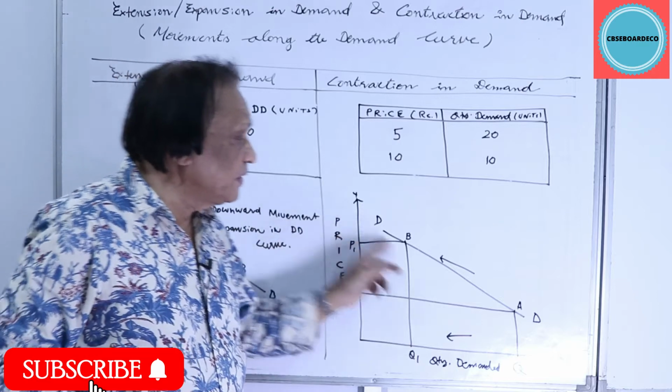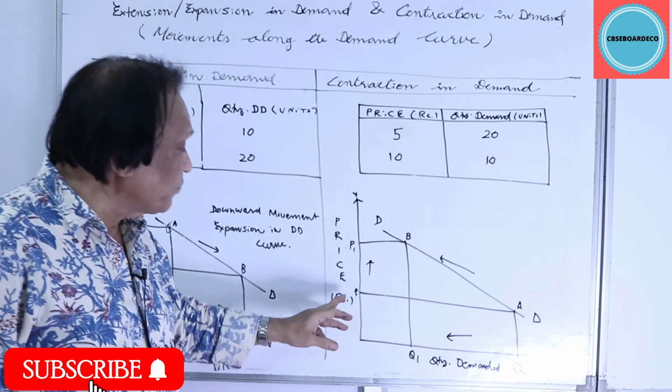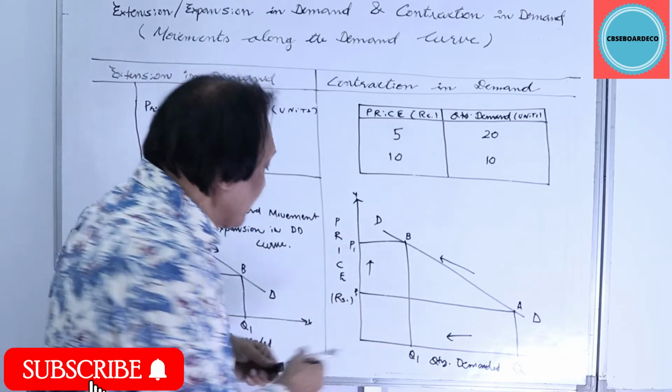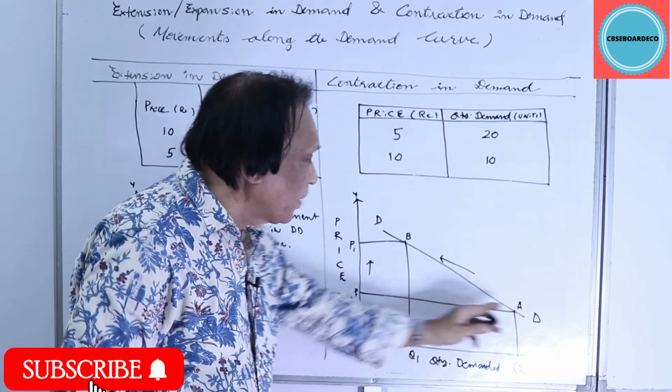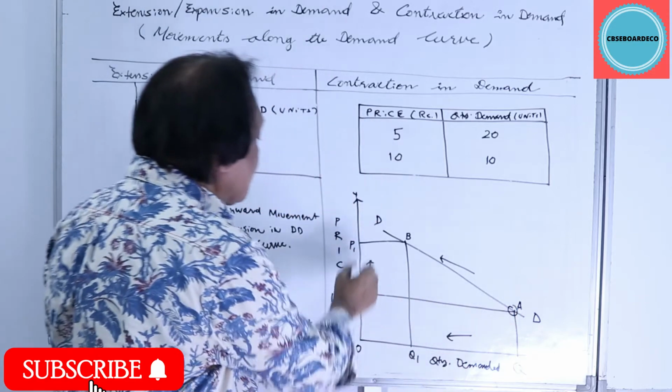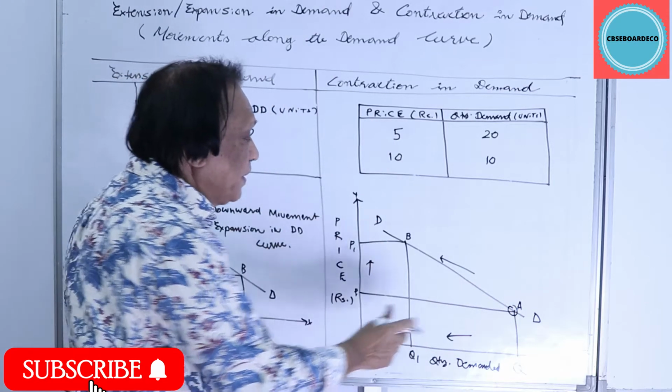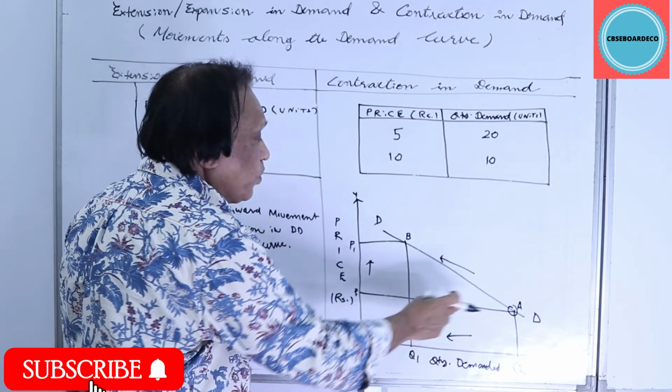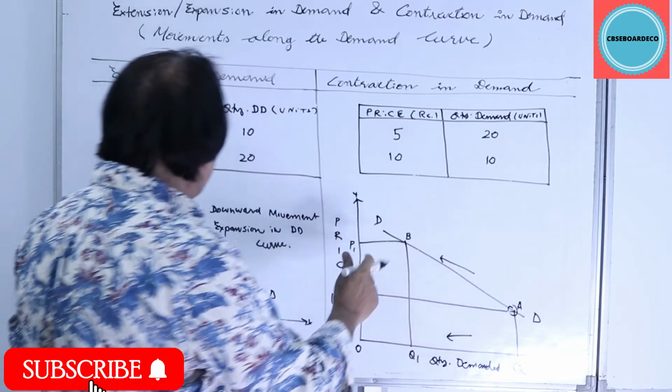On the Y-axis, we have the price. DD is the demand curve. When the price is very low, OP, the quantity is OQ. You are at this point A here. So what happened to the price? The price has gone up from OP to OP1. The quantity has come down from OQ to OQ1. There is contraction in demand here.